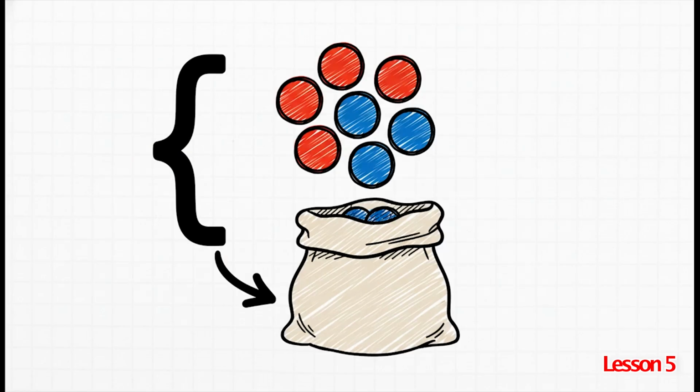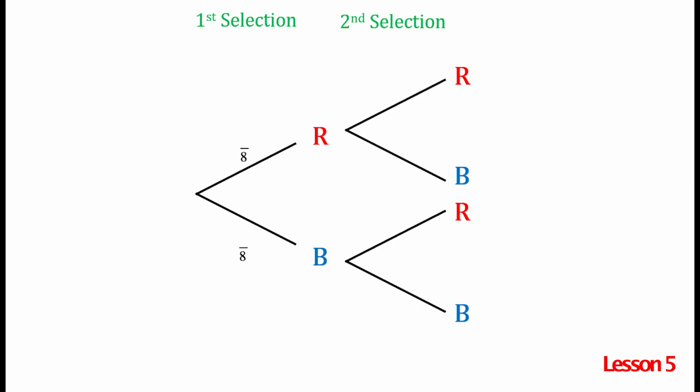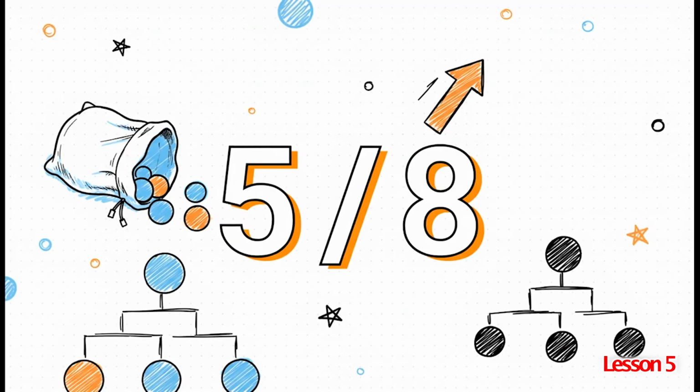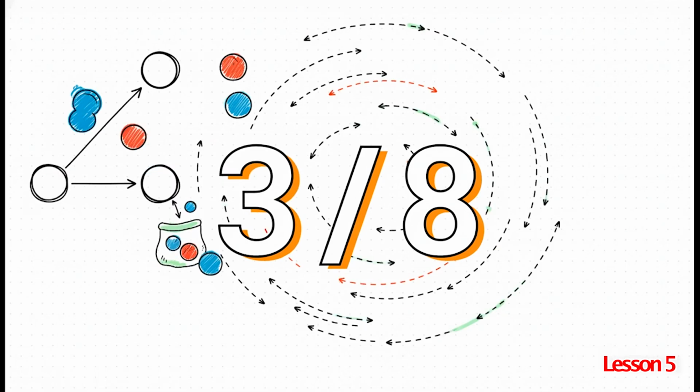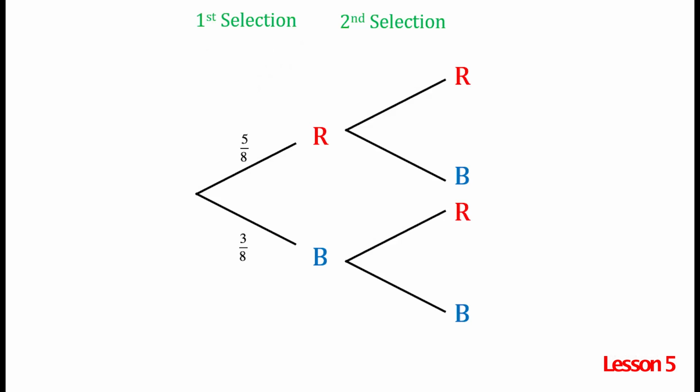Now, how many marbles do we have? We've got 5 red and 3 blue. So that's 8 total marbles. So we're going to put 8 on the bottom of our fractions for our first step. 5 out of 8 for red marbles. That's the probability of getting a red marble for your first pick. And 3 out of 8 for the blue marbles. The chance of getting a blue marble, 3 blue marbles out of 8 total marbles. And we should check. 5 out of 8 plus 3 out of 8 equals 8 out of 8, which is 1. So here we go. We'll label those on the first step.